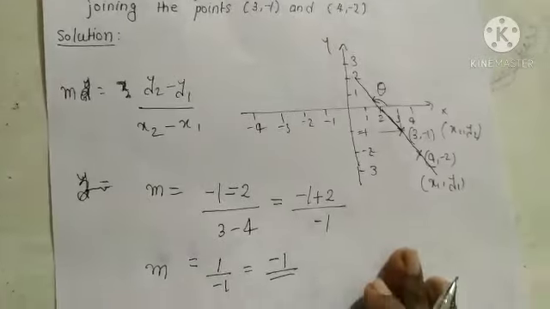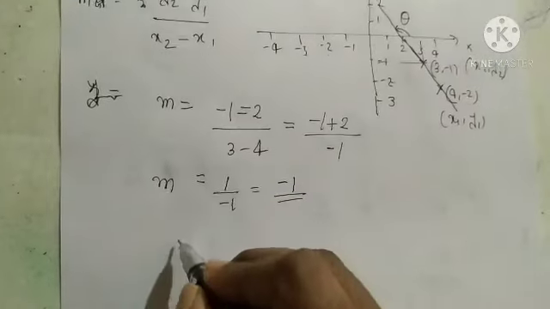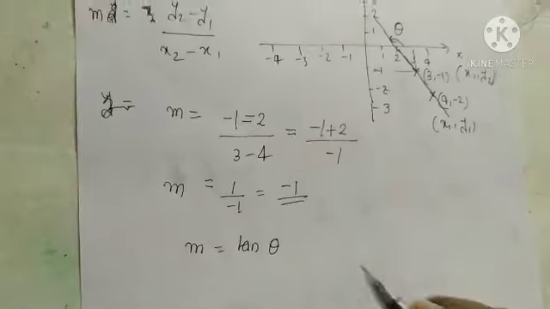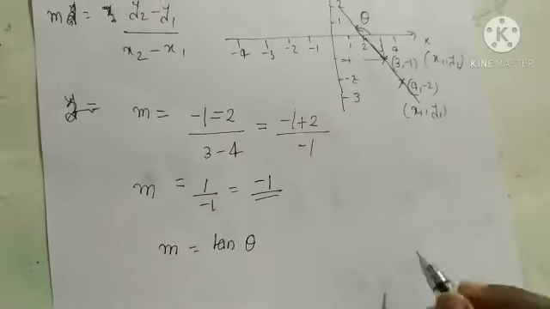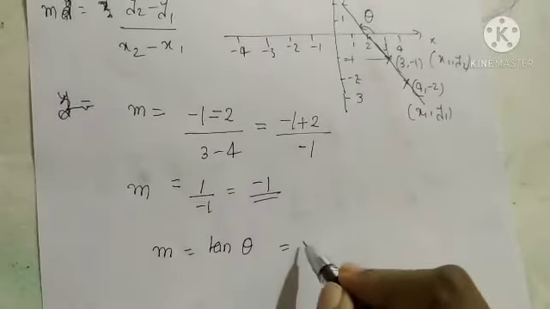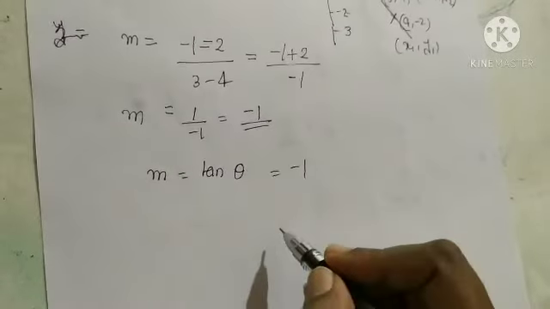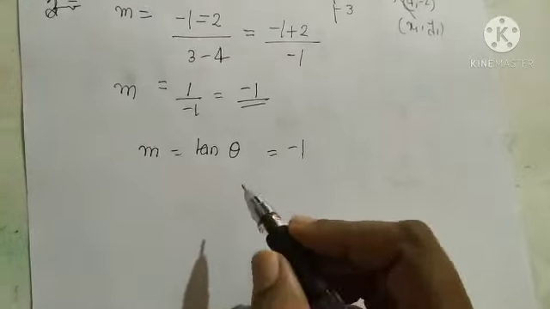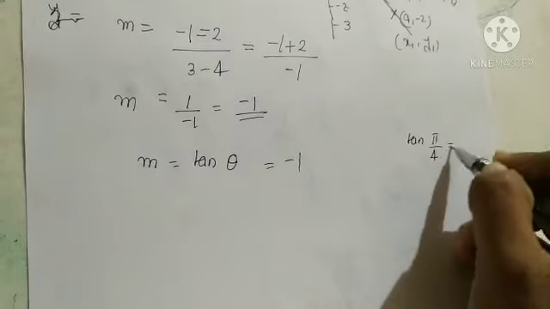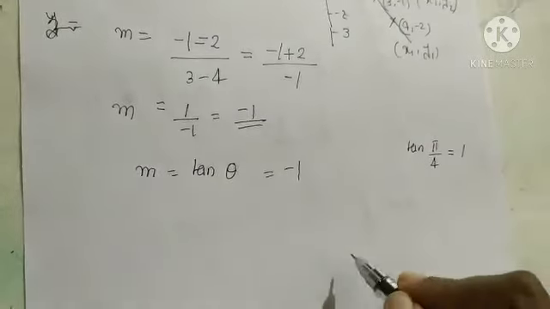The slope of the line when two points are given will be minus 1. And we know that slope can also be written as tan theta if the inclination of a line is given. So substituting the value of slope here, that is equal to minus 1, and we know that tan pi by 4, that is tan 45, is equal to 1, right?